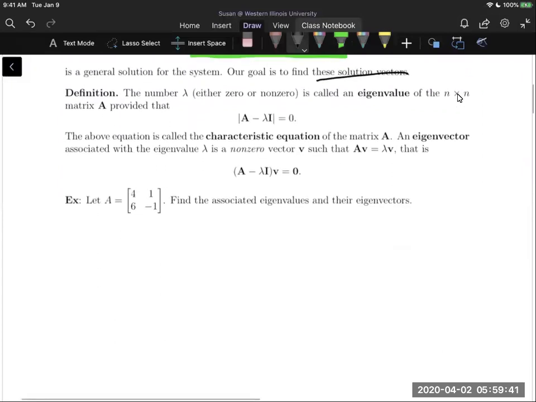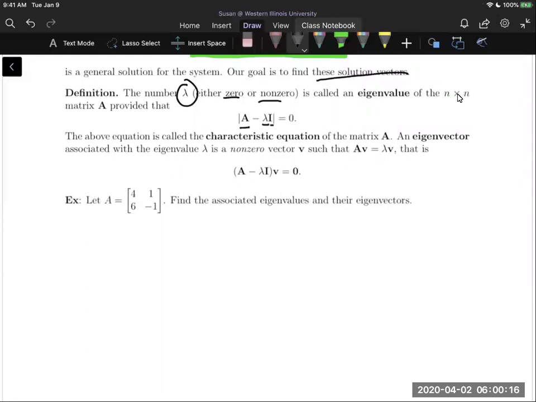To do so, let's introduce some concepts from linear algebra. We're going to begin by identifying an eigenvalue. We're going to denote eigenvalues by the lowercase Greek letter lambda. And what we want is a number lambda. You'll note that it can be 0 or non-zero. And we want that lambda to be such that if we take a matrix A and we subtract off lambda I, that when we take its determinant, that equals 0.